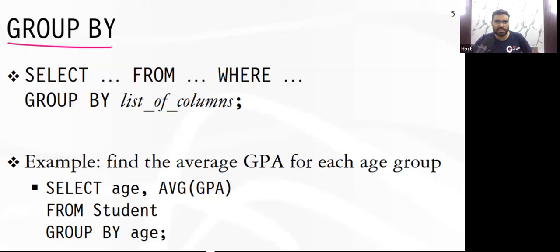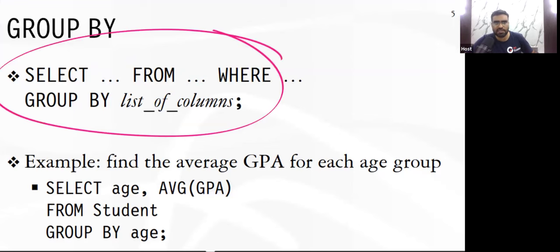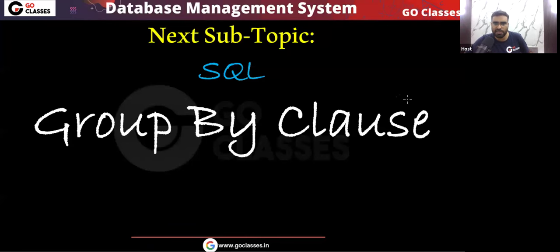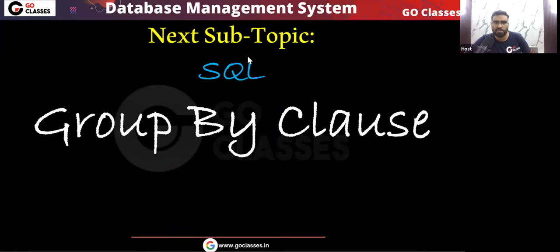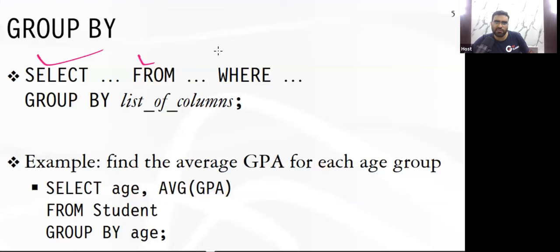Let me tell you the syntax. The syntax is like this. First you will write select, then from, then where, and then group by list of attributes. This is the syntax. Is this clear? So remember, we are studying the new SQL clause. So far we have seen select, from, where. Now we study group by. So remember, this is the syntax.